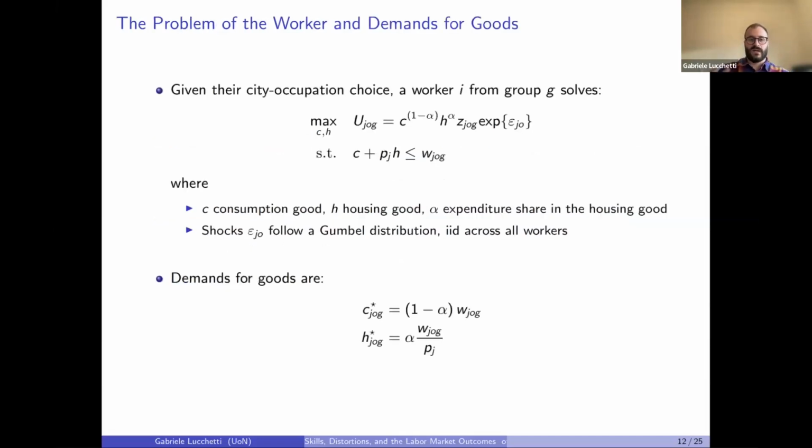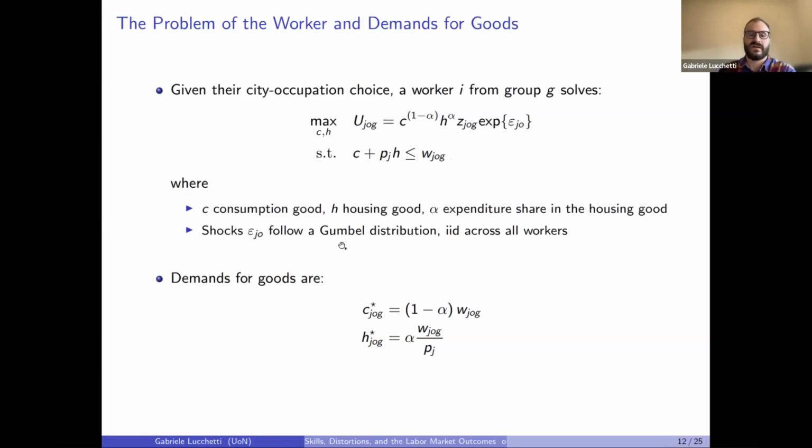So now that I show you earnings, I'm going to show you the problem of the worker and how I'm going to end up with a choice equation. Given a city-occupation choice, workers, for each group, are going to solve a utility maximization problem in which they maximize their utility subject to their budget constraint. They're going to pick consumption and housing such that the utility is maximized.